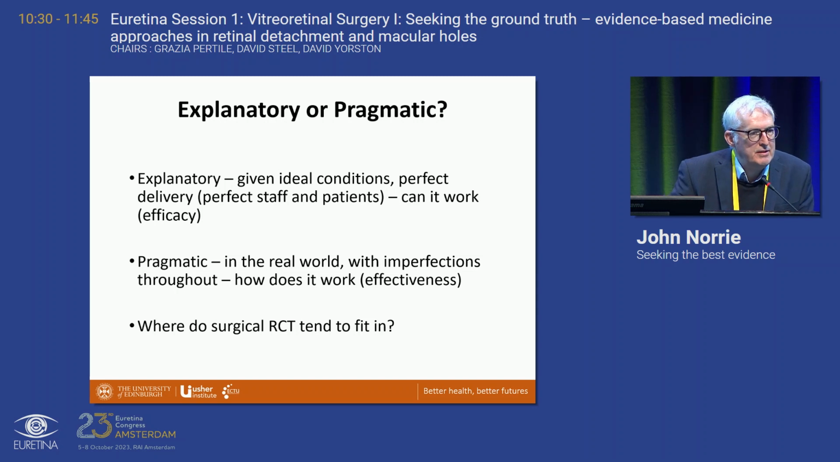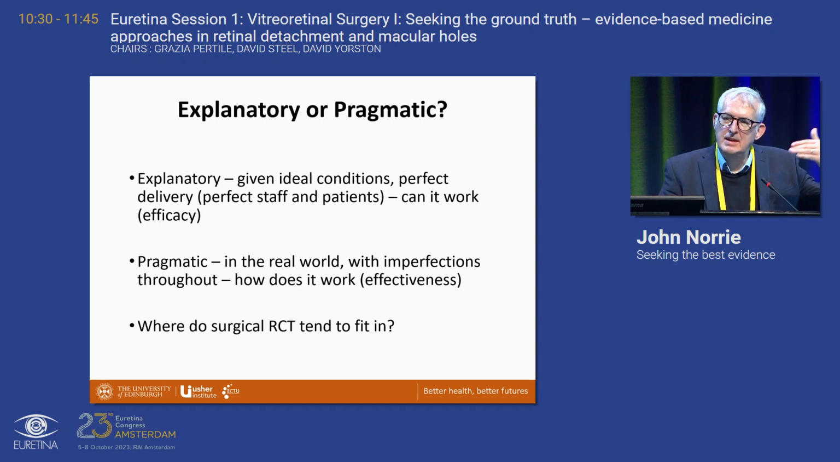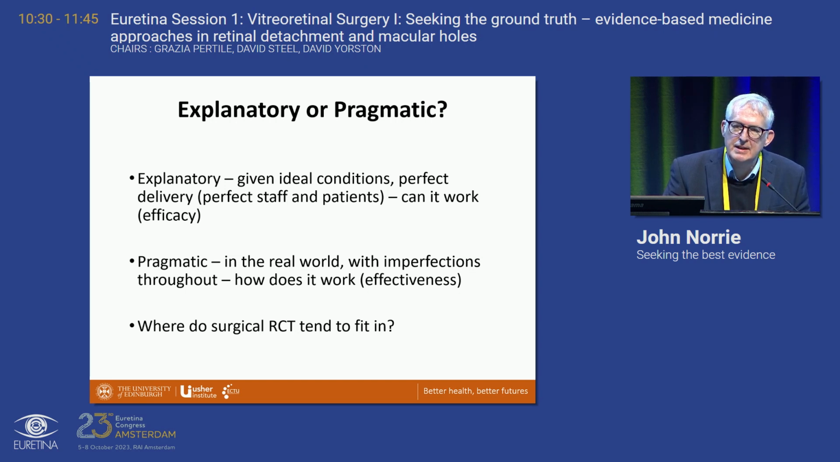I think it is important to bear in mind there is a fundamental distinction between explanatory and pragmatic randomized trials. Explanatory or efficacy trials are given ideal conditions, given the perfect surgeon, given the perfect patient, given perfect operating environment. What is the maximum benefit that you can generate from that surgical technique? That's contrasted with pragmatic effectiveness studies where you're interested in, okay, that's how much benefit and harm you can generate, but what actually gets generated under real-world conditions? What is actually generated with imperfect surgeons, imperfect patients with a host of comorbidities, and problematic operating environments? What's the actual benefit that you generate?